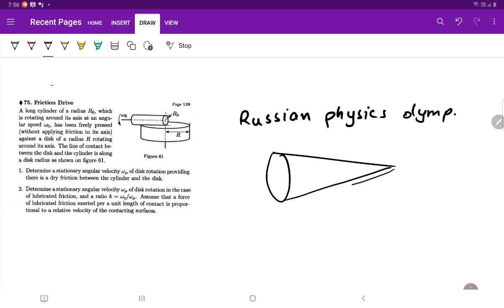There were two cones and you had to find the steady angular velocity of the second cone when the first cone had been rotated by omega naught. The same question is actually asked but in a different manner. In this question, they are given a disk and a long cylinder. Then the same thing you have to apply, you just need to know a bit of concept about it.